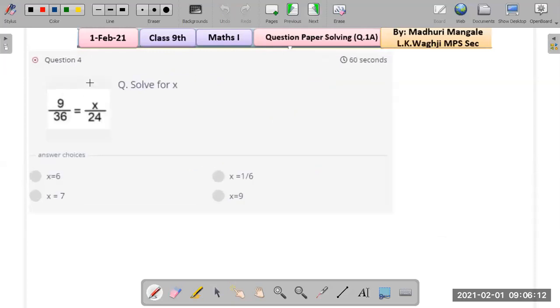Okay, let's move to question number 4. Again, this is an easy, similar type of question. Look at the question carefully, students. This is 9 over 36 equals x over 24. What are we supposed to do? Check for the pattern. But here we see no such pattern is there. So what can be done?